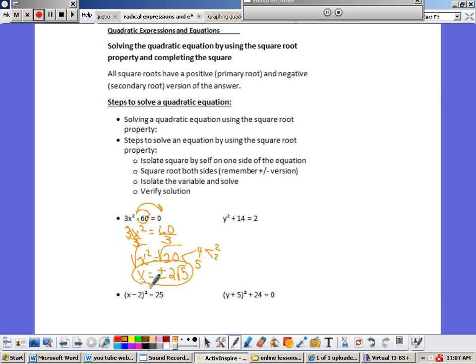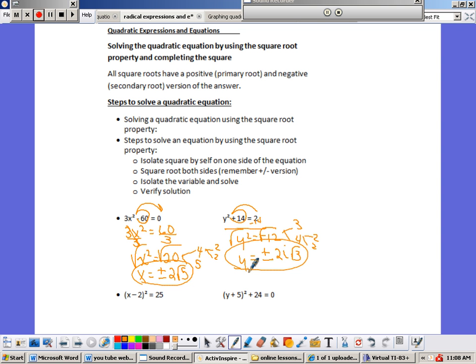Let's try another one. Pick up the 14 and move it over. Negative 14. y squared is equal to negative 12. Square root both sides. As soon as you put the square root on, you put a plus or minus. It has a negative on it, so an i is coming out. I mean, a negative under the square root, so an i is coming out. So I have 3 and 4, 2 and 2. So a 2 comes out and the 3 stays in. So plus or minus 2i square root of 3.